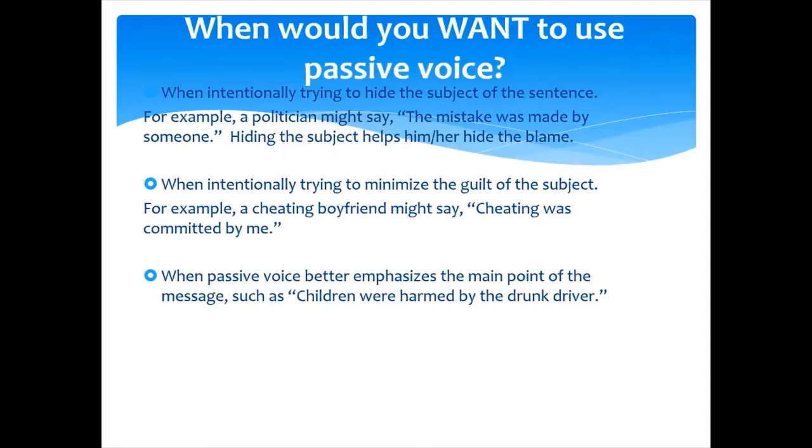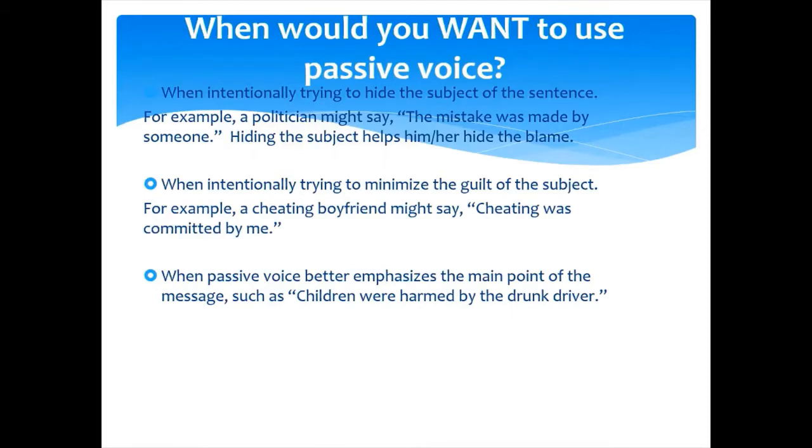The mistake was made by someone. When we say someone, it's general. We don't know who the subject is specifically. So, in cases like this, you can use passive voice. When intentionally trying to minimize the guilt of the subject, for example, a cheating boyfriend might say, cheating was committed by me. The subject means the person doing the action.